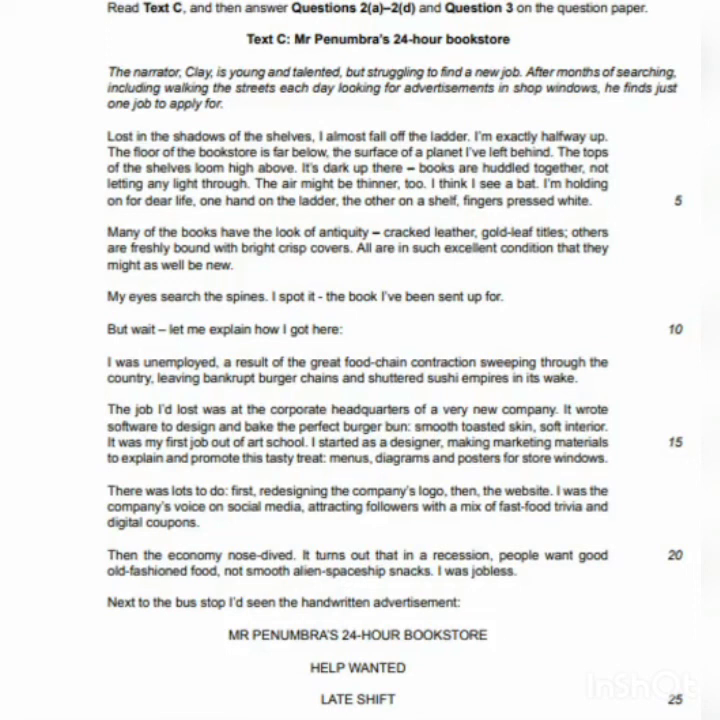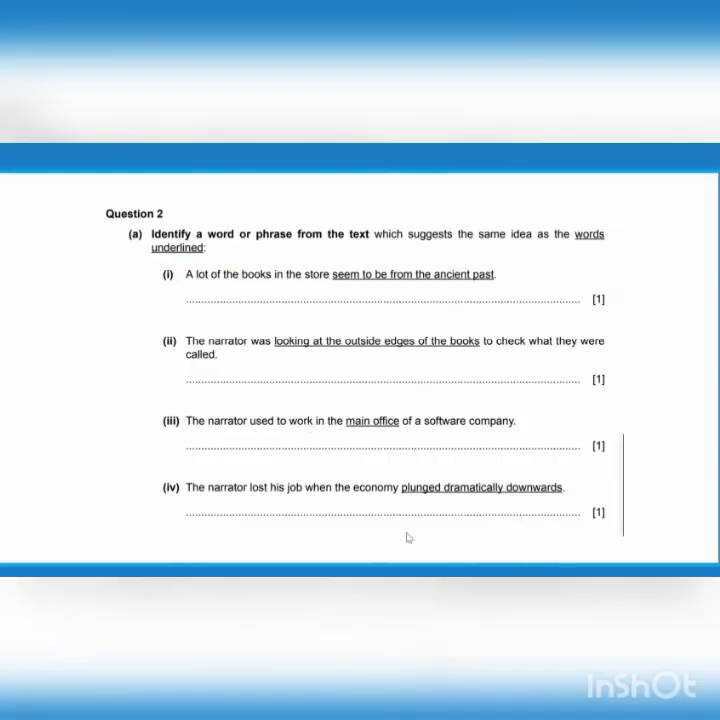The corporate headquarters of a very new company. Headquarters is correct, yes. Even if you write an entire phrase, it's correct. Moving ahead with the last one. Plunge dramatically downwards. What do you mean by plunge dramatically downwards? When the economy was going downwards, it plunged dramatically downwards. Find a word for that from line number 15 to 20.